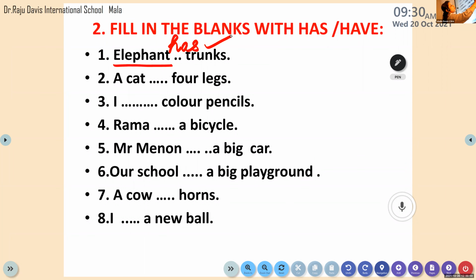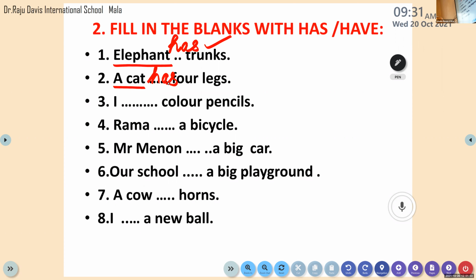Okay then. Now let's move on to the next person. Rose. Come on, Rose. Read the second question. A cat has four legs. Yes, come on, read the question once more. A cat has four legs. Yes, very good. We are talking about a cat, so we are talking about an animal. So we have to use has. Always look at the naming part in a sentence. A cat has four legs. Very good.